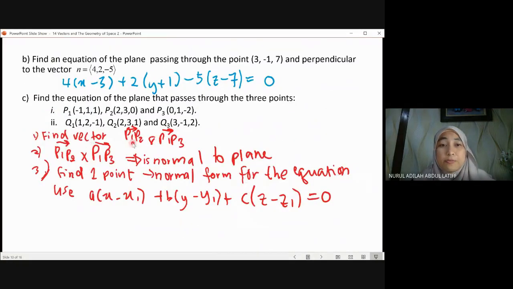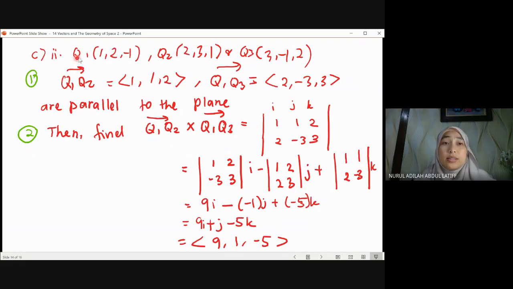First, you find the vectors P1P2 and P1P3. And then you find the cross product of P1P2 and P1P3, because this is normal to the plane. And then you find one point and the normal for the equation, and use this one. And you get the equation of the plane. Okay?